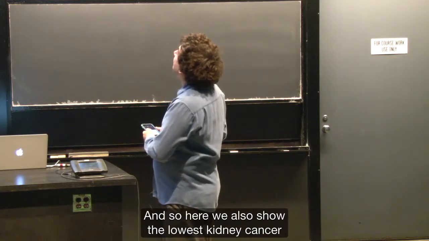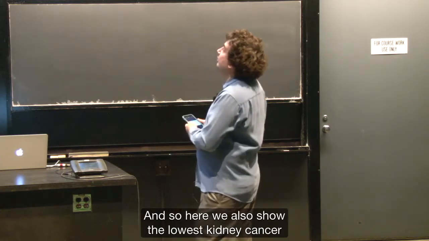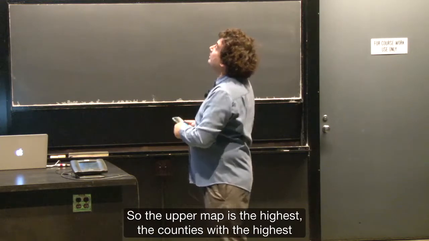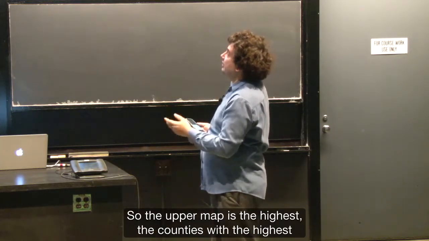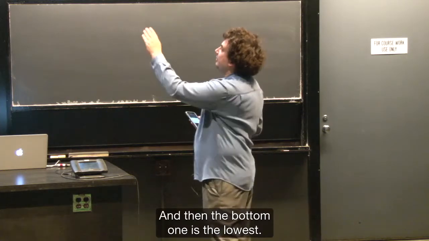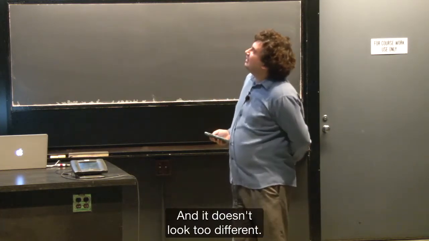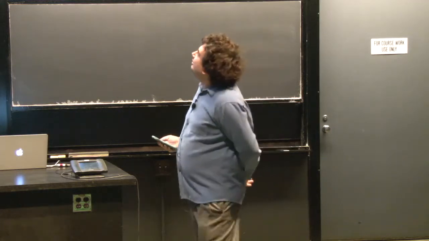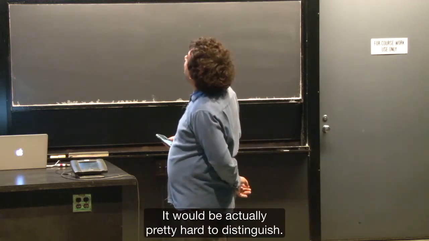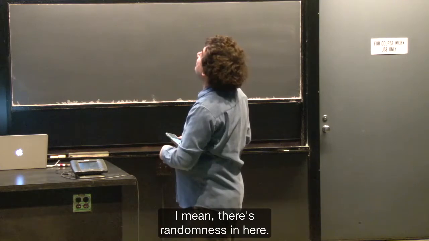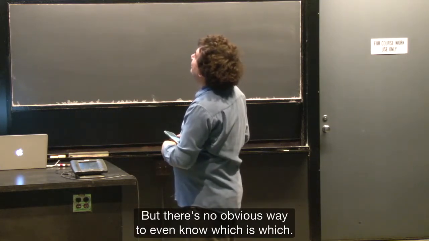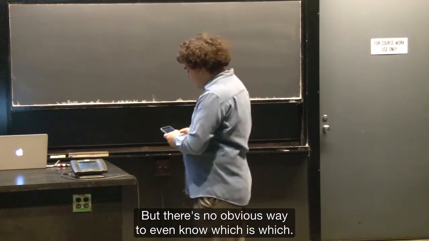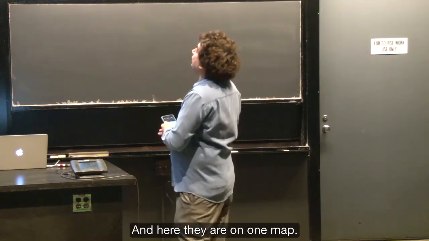And so here we also show the lowest kidney cancer death rates. So the upper map is the counties with the highest rates, and then the bottom one is the lowest. And it doesn't look too different. It would be actually pretty hard to distinguish. I mean, there's randomness in here, but there's no obvious way to even know which is which. And here they are on one map.